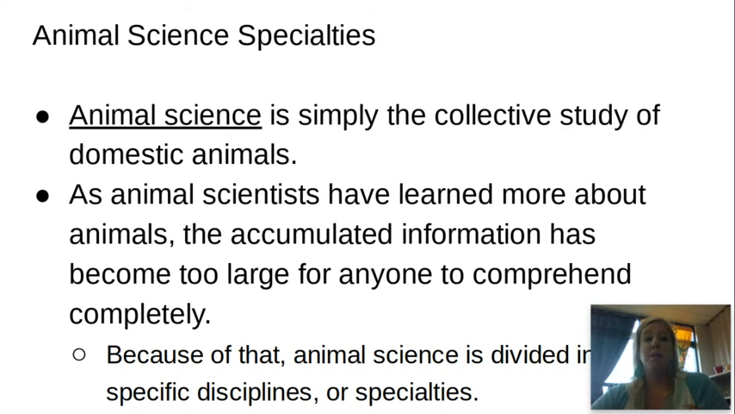In this particular presentation, we're going to talk about animal sciences and the specialties that we break animal science down into. Animal science is simply the collective study of domestic animals. As animal scientists have learned more about animals, the accumulated information has become too large for anyone to comprehend completely. Because of that, animal science is divided into many specific disciplines or specialties.